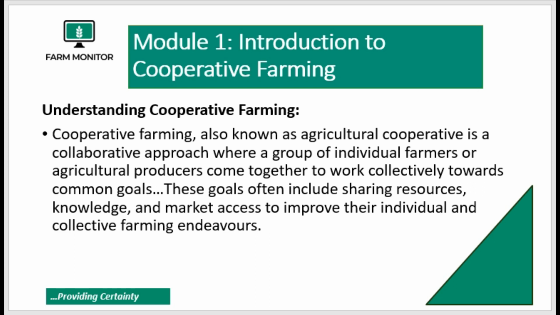Cooperative farming, also known as agricultural cooperatives or co-op farming, is a collaborative approach where a group of individual farmers or agricultural producers come together to work collectively towards common goals. These goals often include sharing resources, sharing knowledge, sharing market access, and this improves their individual and collective farming endeavors.